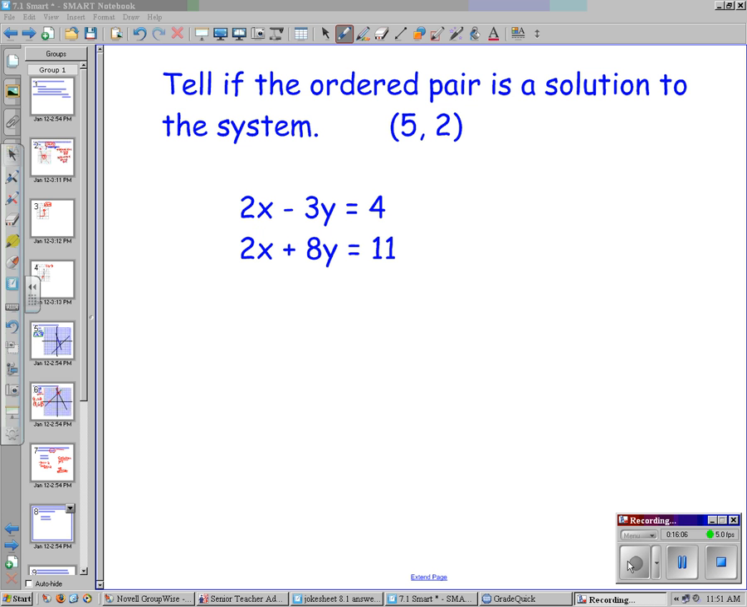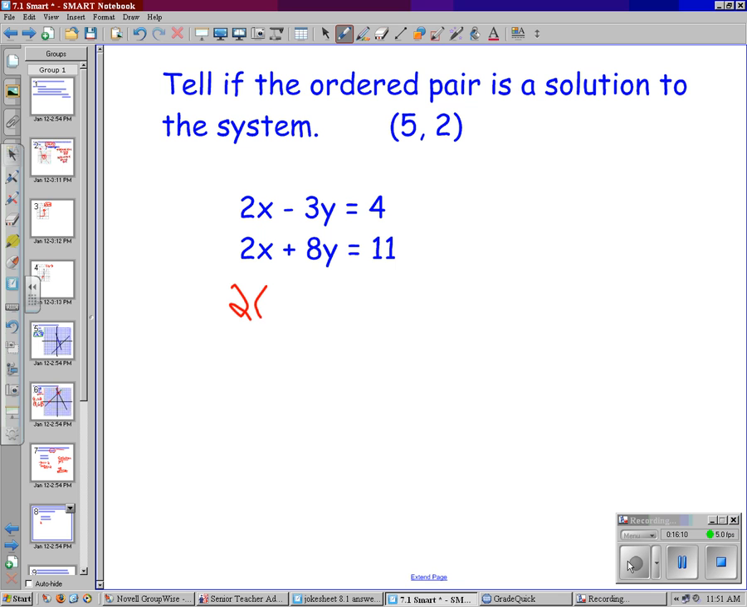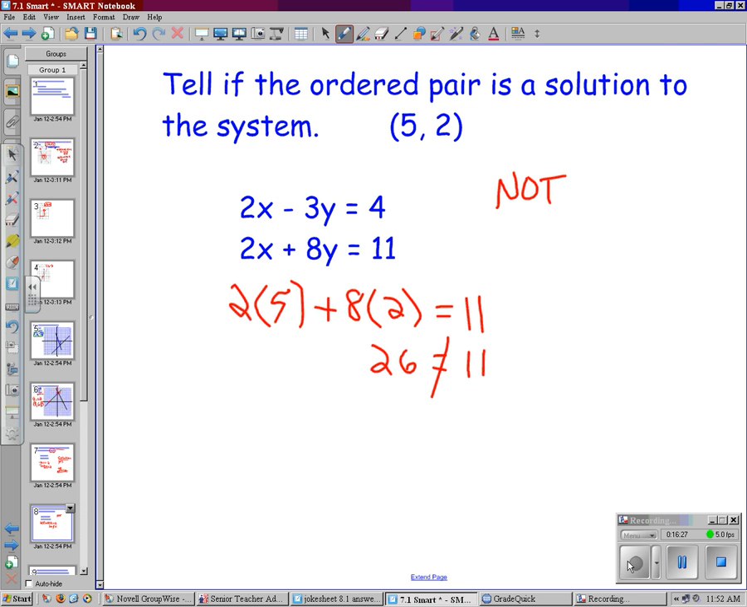It doesn't fit in the second problem. Prove it to me that it doesn't fit in the second problem. 8 times 5 is 10, and 8 times 6 is 26, not 11. That is not a true statement. Since it doesn't work for the second one, this is not a solution.